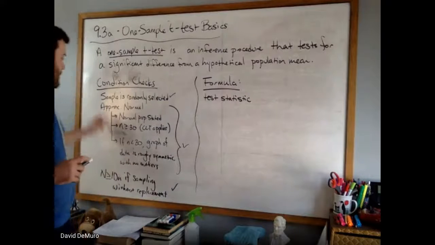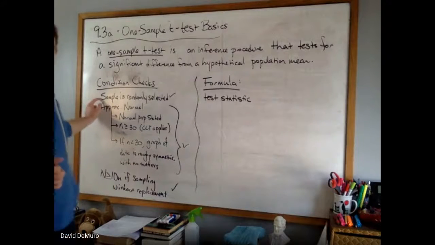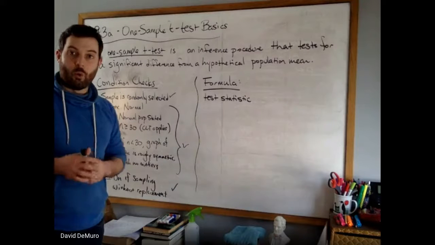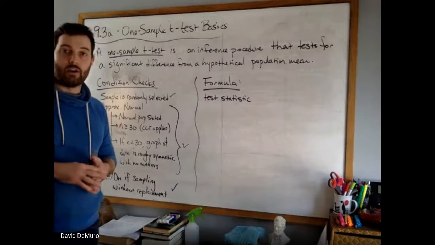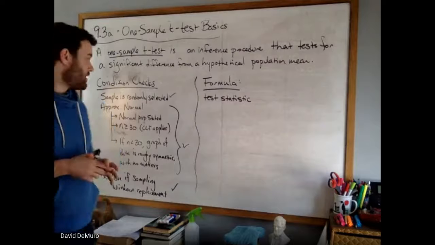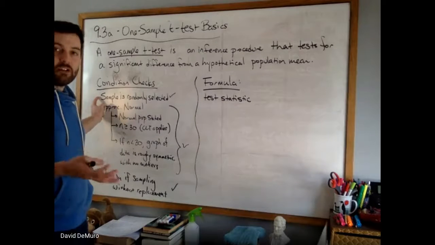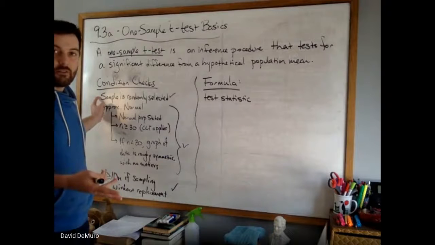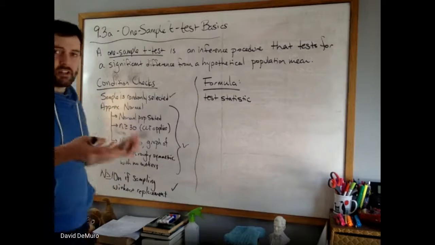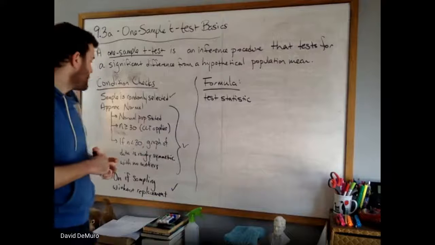The first condition that needs to be met is that our sample is randomly selected or came from an experiment where subjects were randomly assigned to their treatment groups. That ensures that our sample is unbiased, it's a good representation of the population, and so we can extend our findings to the whole population.